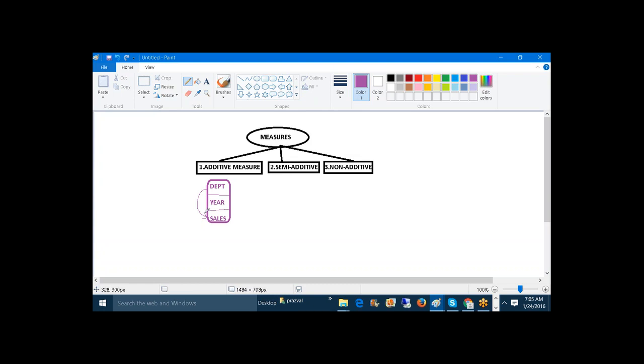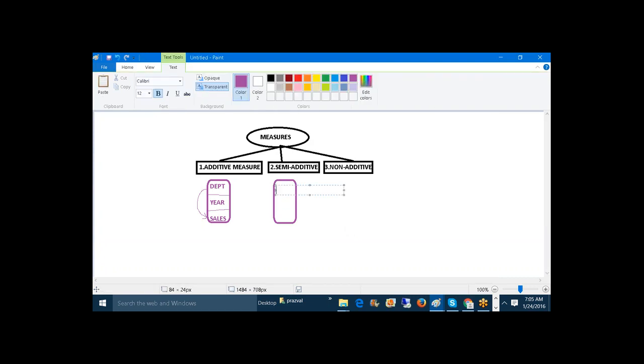Next, what about the semi-additive? If the measure is supporting only a few of the aggregations, but not all, and it is giving meaningful outputs only with a few of the dimensions, then such a kind of measure is known as semi-additive.